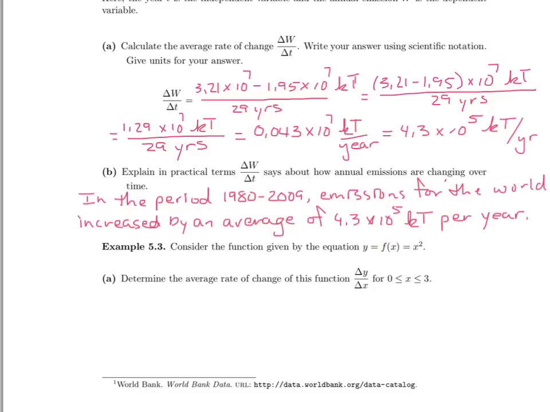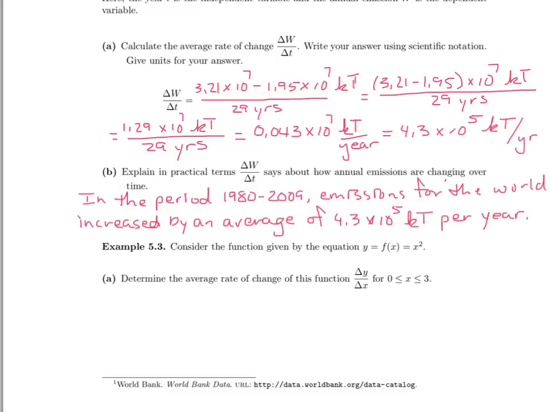In A, we're asking to determine the average rate of change of this function. In other words, delta y over delta x: change in output divided by change in input, and we want to do it for this range in input values. So we're going to calculate the average amount that the output changes every time you increase x by 1 unit. So let's go ahead and do this.